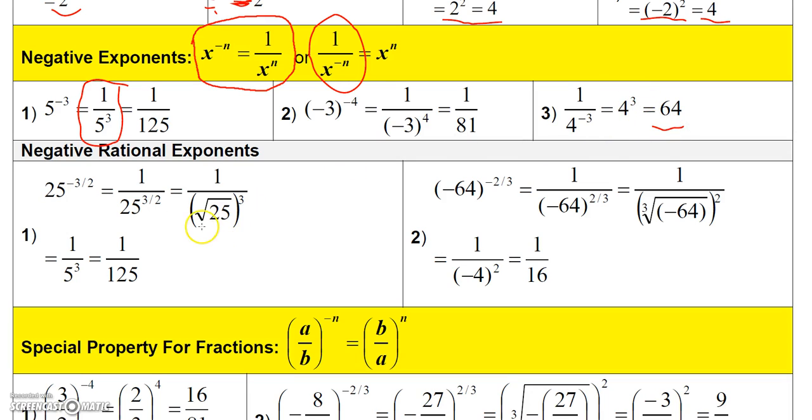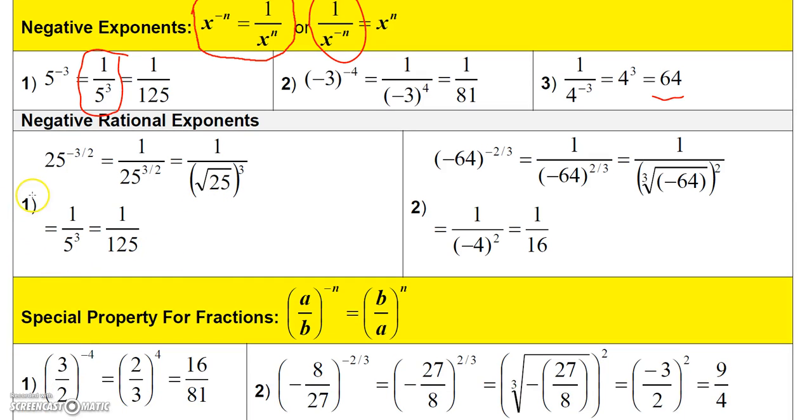Okay, let's look at a couple examples where you have negative rational exponents. So if I have 25 to the negative 3 halves, based on this property up here, that's the same as 1 over 25 to the positive 3 halves. So what does the 25 to the positive 3 halves mean? It means the square root of 25, and that quantity is cubed. So that would be 1 over, the square root of 25 is 5, so you'd have 1 over 5 cubed, which is 1 over 125. Okay? Okay, here's another one.